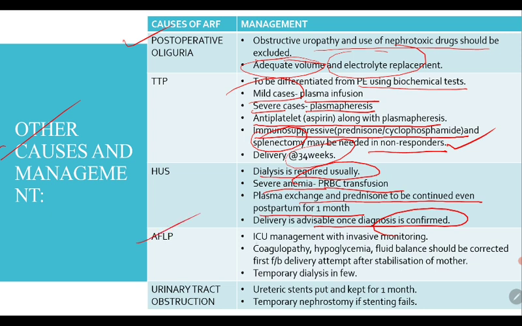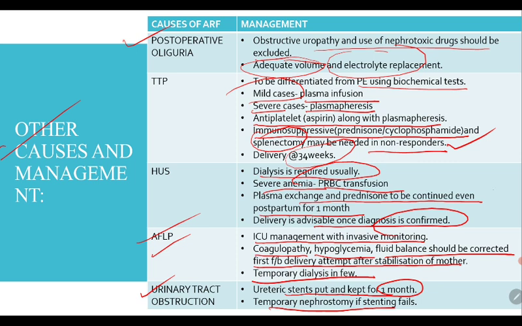Acute fatty liver of pregnancy: ICU management with intensive monitoring. Coagulopathy and hypoglycemia should be monitored. Fluid balance should be corrected first, followed by a delivery attempt after establishing the method. Temporary dialysis in a few cases. Urinary tract obstruction: ureteric stent kept for 1 month, temporary nephrostomy if stenting failed.